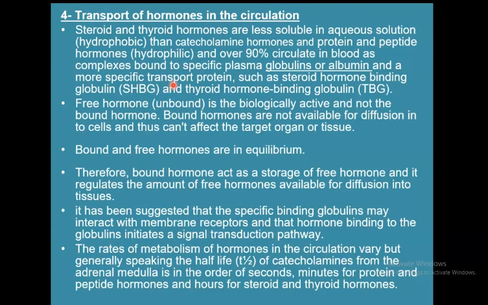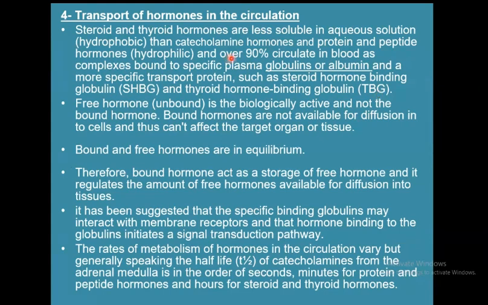So, steroid and thyroid hormones are hydrophobic. This is why, as we said in the GIT, in the absorption of the food from the small intestine, hydrophobic molecules need a transporter in our blood. What is the transporter for the hydrophobic hormones? They are the plasma globulin and albumin. And sometimes there is also a specific transporter, such as steroid hormone binding globulin, shortly known as SHBG, and thyroid hormone binding globulin, TBG. So the hydrophobic hormones, steroid hormones and thyroid hormones, need a transporter.